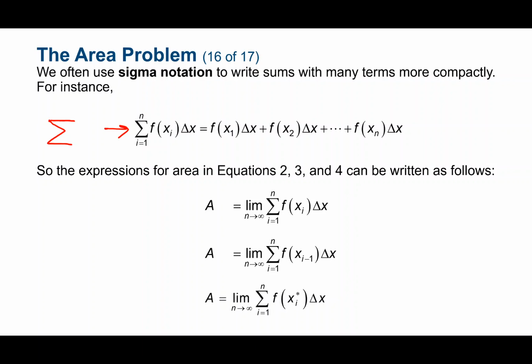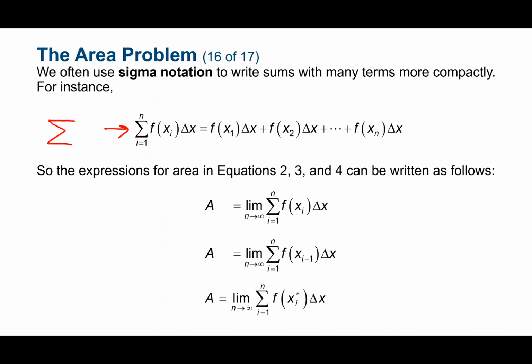Okay. That's just another way to write that big long string of additions where we're adding up all the rectangles. So this is just the area of each rectangle, and this says add them all up. Okay. So then the way we can write our limits that we talked about, we can write them with that sigma notation.